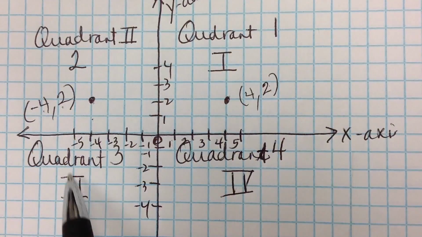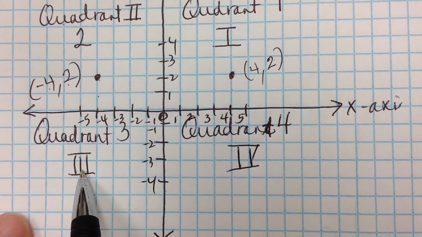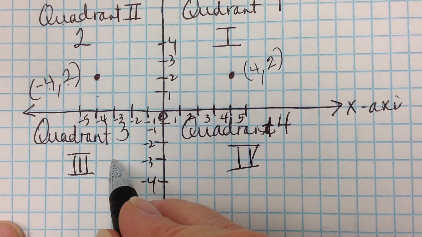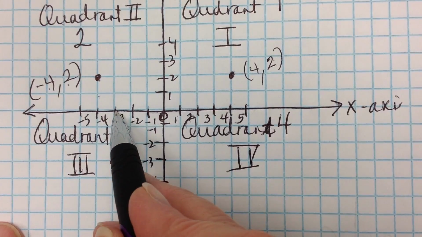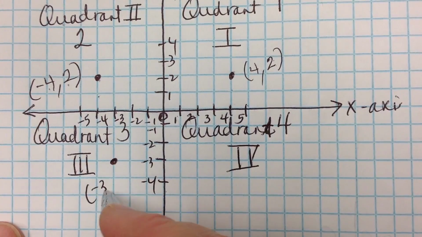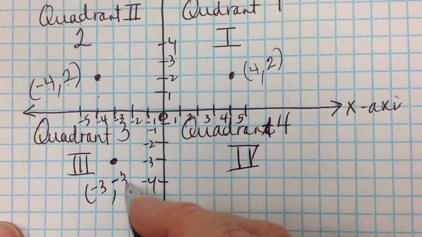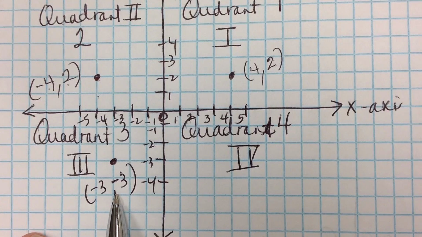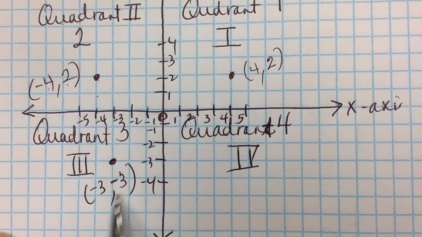Going counterclockwise, this is quadrant 3 down in this area. Notice I named it with the Roman numeral III. Let's look at this point right here. The name of this point would be to the left -3, so x is -3, and down 1, 2, 3. So (-3, -3) would be the name of this point. To be in quadrant 3, they're both negative. Both the x and the y are negative.